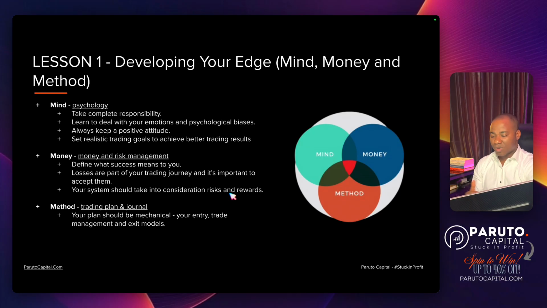Now your plan should be mechanical. Your entry, your trade management, and your exit models should be very clear. I'm going to trade 1 to 4, and after 1 to 4, no matter where the market is going, I'm done. 1 to 4, that is it for me. I'm only going to take one loss during London session. If I take one loss, I'm not entering another trade again until New York session. You have to define all of these things, because these are the things that would help you succeed in the long term.